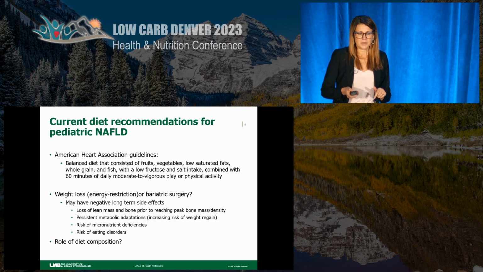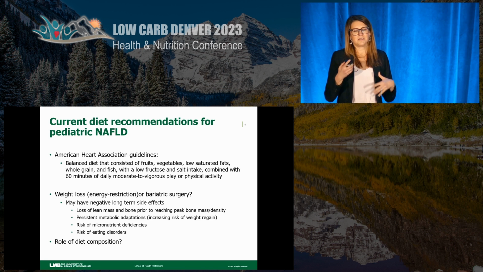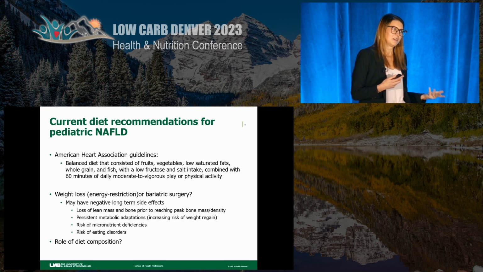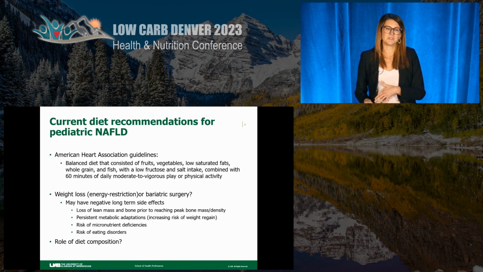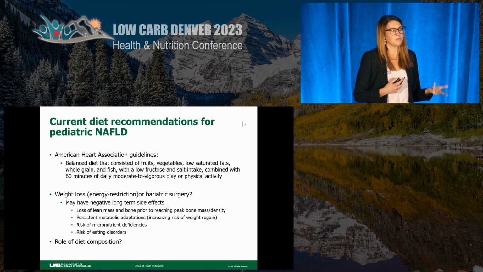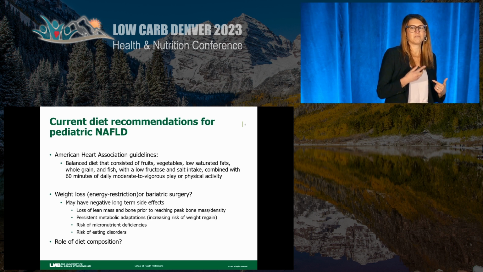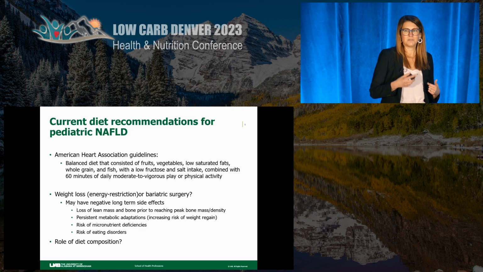So, okay, the current guidelines that are being recommended by AHA, it's really a balanced diet, high in whole grains, high in fruits and vegetables, low in saturated fat, what we normally see with the USDA type guidelines for a healthy, quote unquote, diet. Again, what we see clinically is that a lot of times this approach does not work in kids. So what we have are physicians and hepatologists turning to bariatric surgery and different methods that potentially have long-term negative side effects.